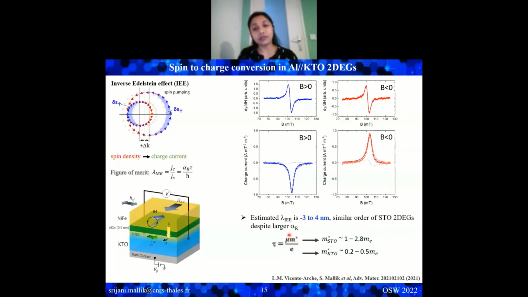Now, the effective mass of the electrons is a material property. So in case of STO 2DEG, this is close to 1 to 2 value. However, for the KTO 2DEG, this is 5 times less. And as I already told you, the mobility of our aluminium STO and aluminium KTO 2DEG are both similar. So even if we gained a lot with the alpha R, we lost because of the effective mass.